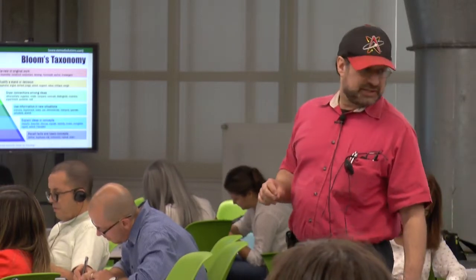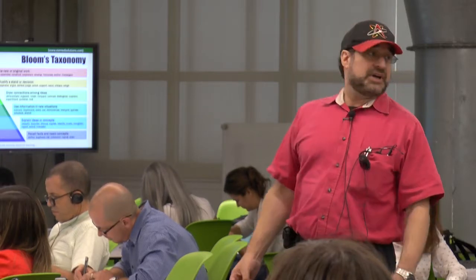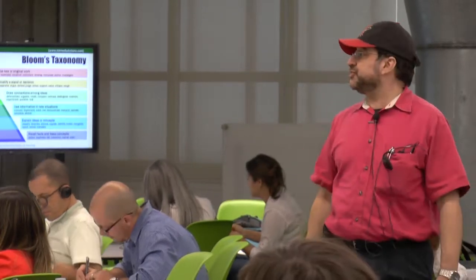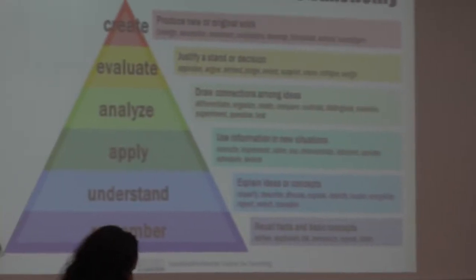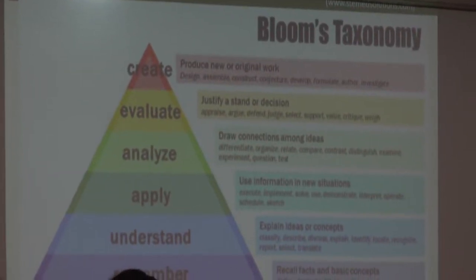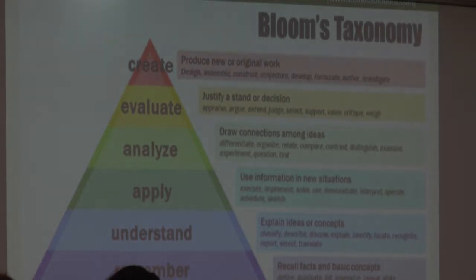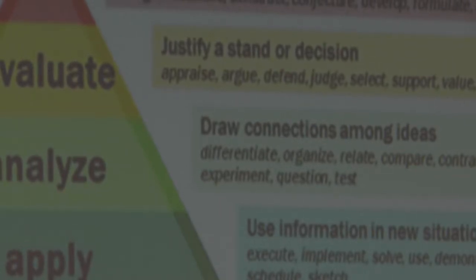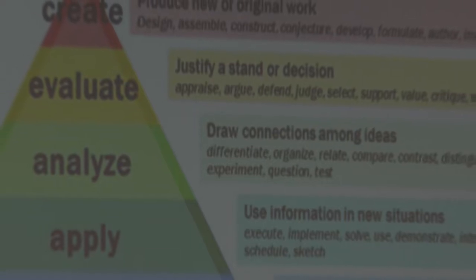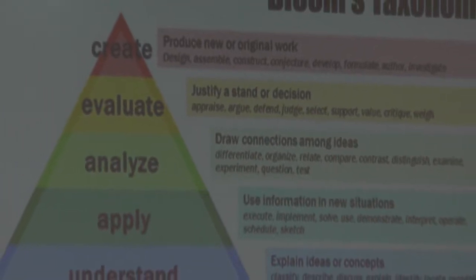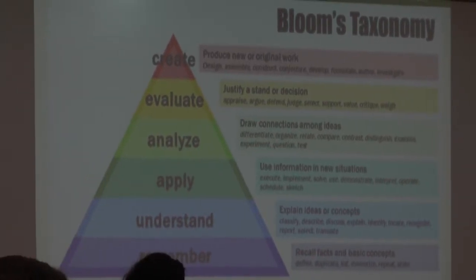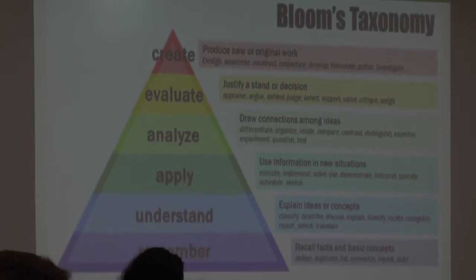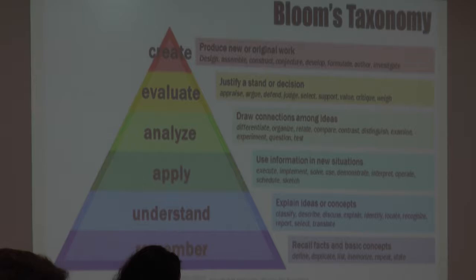These are divided up, and the lower three are considered lower levels of cognition. These are basically things that are easier for students to do. And what you told me is a lot of your students are already doing these. They're able to recall basic facts and concepts. They're able to give basic explanations of ideas or concepts. They're able to use information in new situations in a limited way. So those are the lower levels. And the upper levels: analyze, draw connections among ideas; evaluate, basically look at a situation, analyze it, and come to a decision based on a standard; or create, produce new or original work. One of the hardest things to teach students to be able to do.